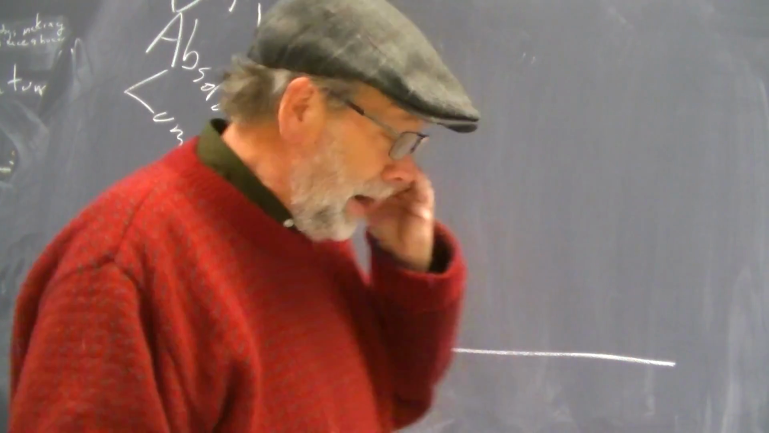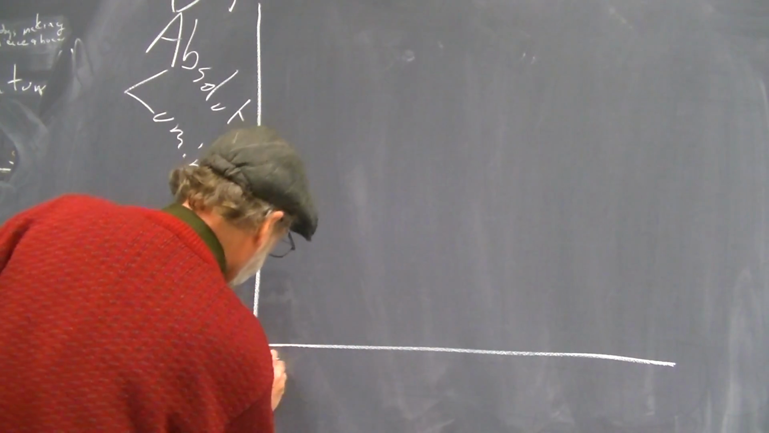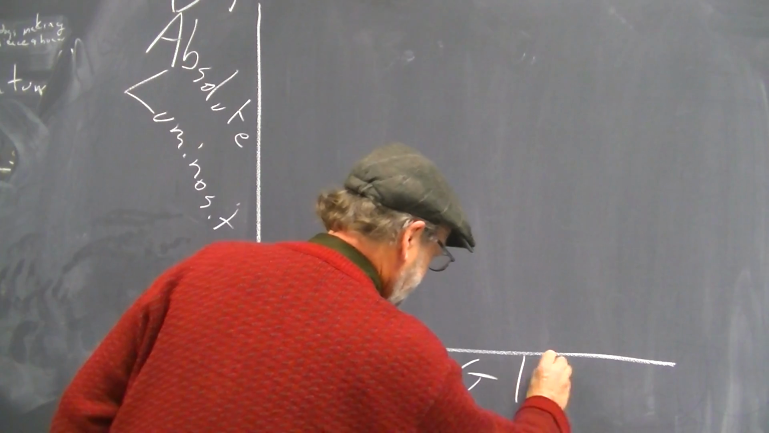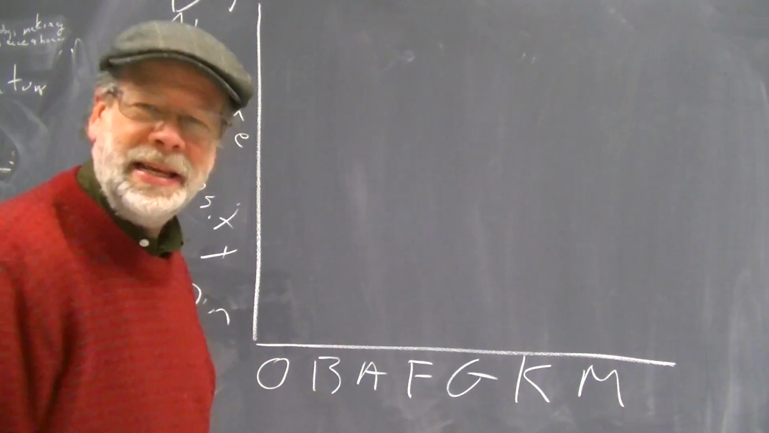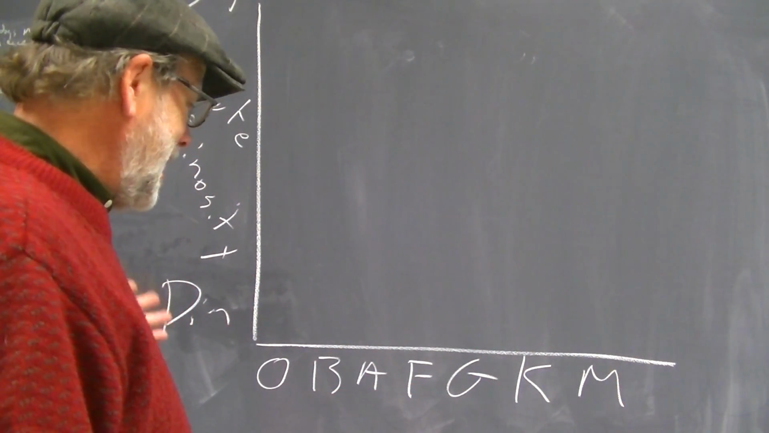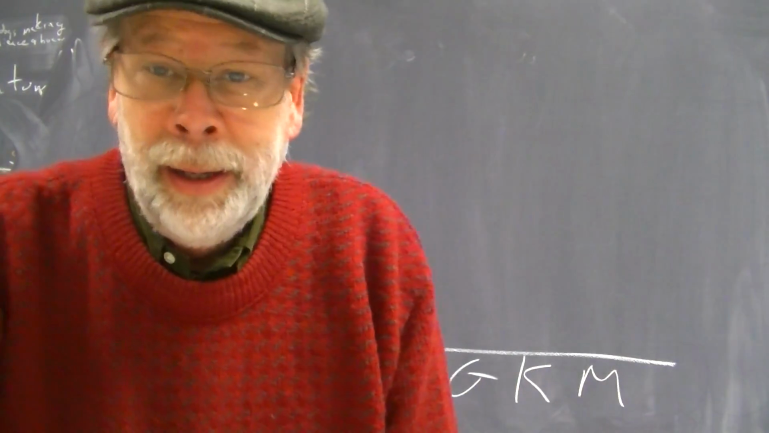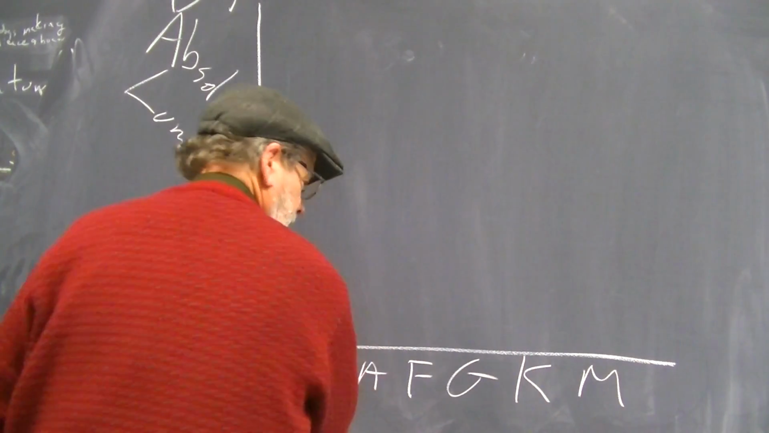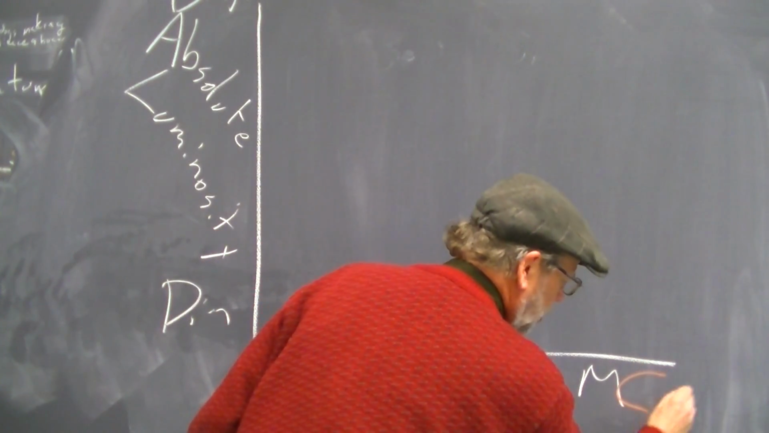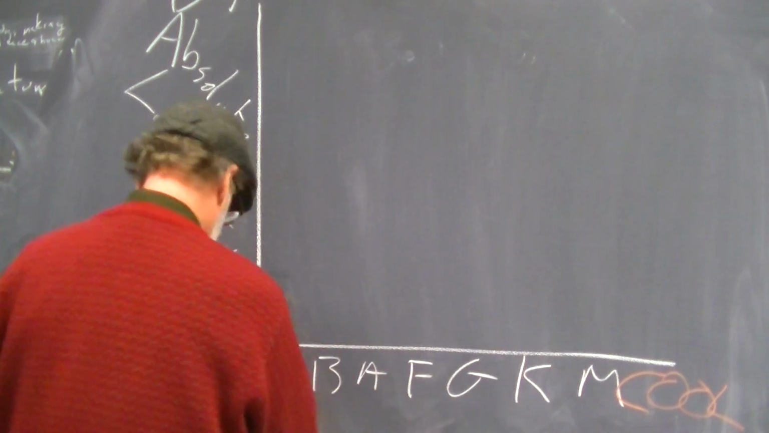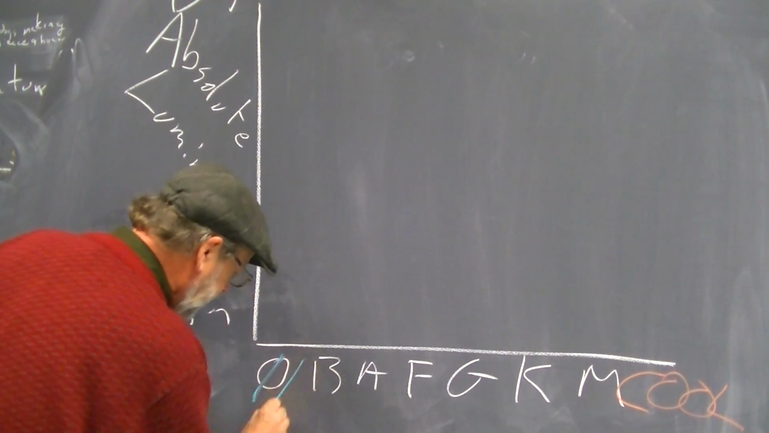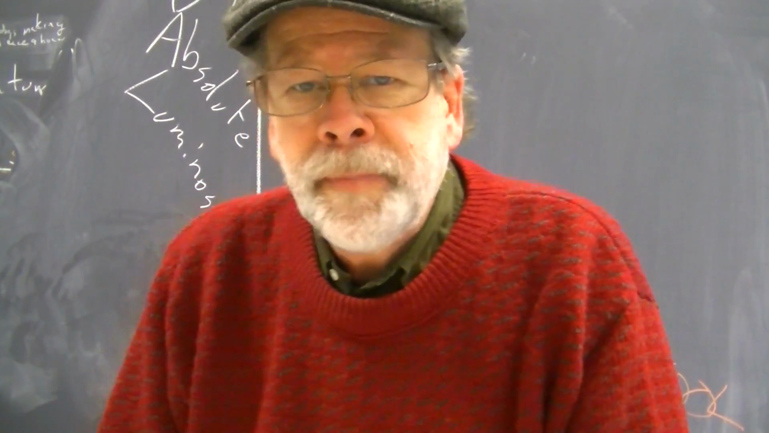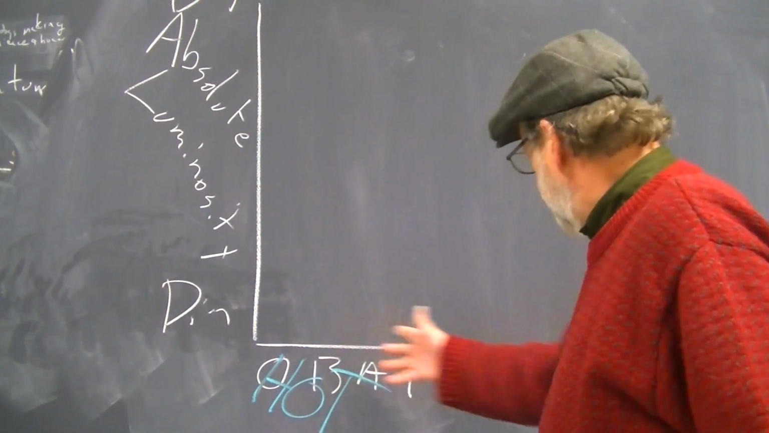What we find out now is that's how it works out. O, B, A, F, G, K, M. Do you really need to worry about that? Well, the key is simply this. Down here, the stars are cool, and over on this side, the stars are hot. That's the key. And that's what the spectra is telling us, hot and cool.